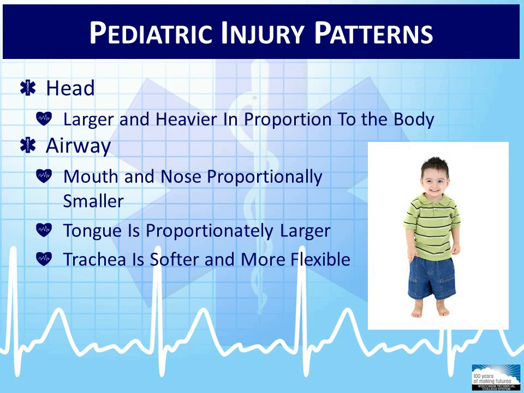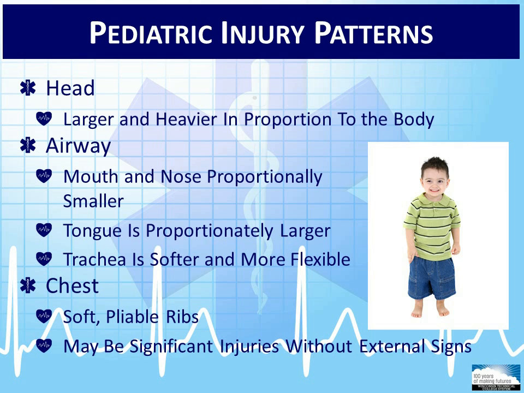In situations involving a respiratory compromise, maintaining the pediatric airway with a jaw thrust maneuver becomes a priority after the traumatic event. The bones of a pediatric patient are softer and more pliable than those of an adult, so chest trauma usually does not produce broken ribs. With that being said, there may be significant injuries to internal organs without any external signs.